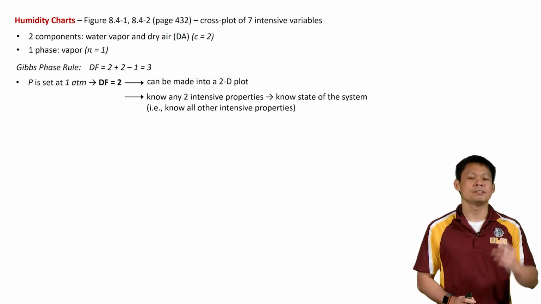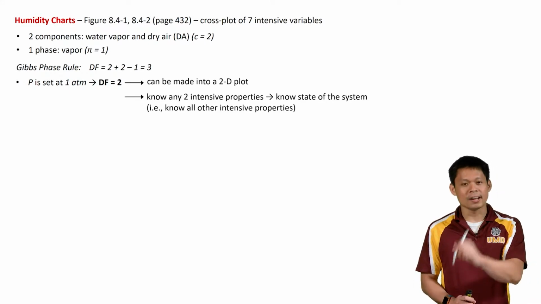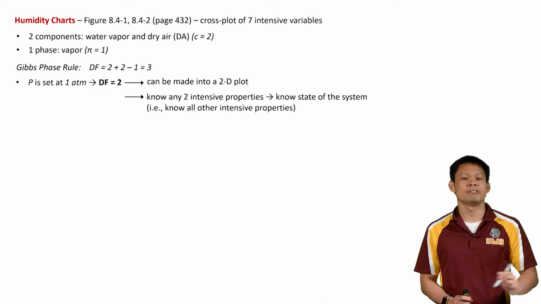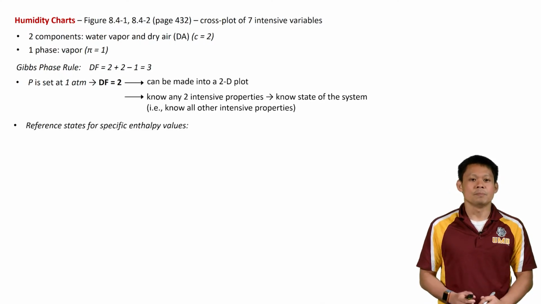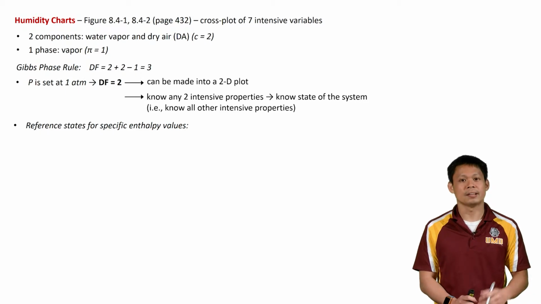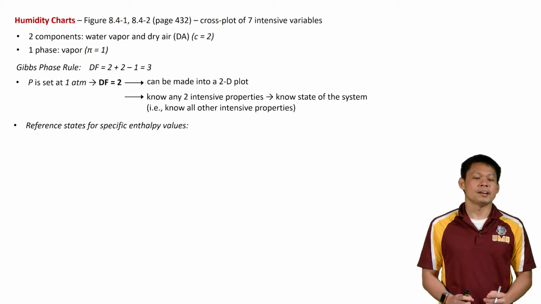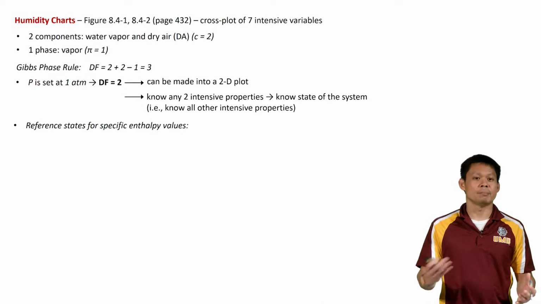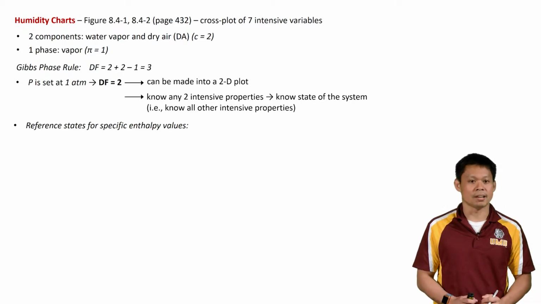The humidity chart gives us 7 different intensive variables. By knowing any 2, we know where exactly we are on the plot, and we can figure out the remaining 5 from that plot. So before we go on to actually look at the chart, one of the variables that we're going to look at is the specific enthalpy of that stream. Because the specific enthalpy is related to both water vapor and dry air, we need to figure out what these values are based on. So what's the reference state used to generate these values?